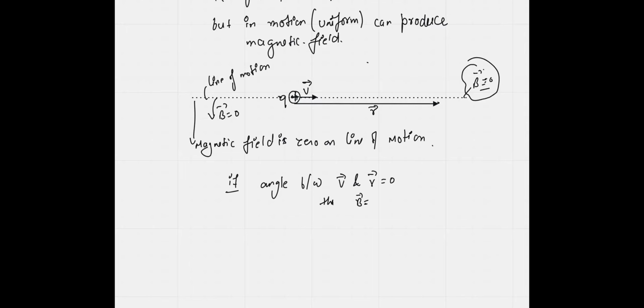This is one experimental thing we had. It means either way also, if it is 0 degrees or 180 degrees, in either case the magnetic field is zero.